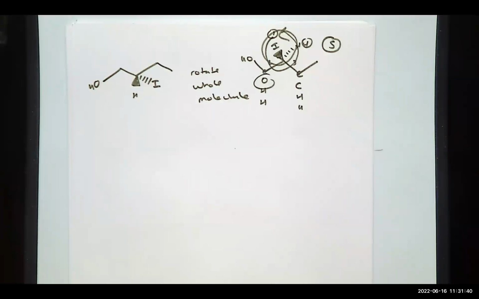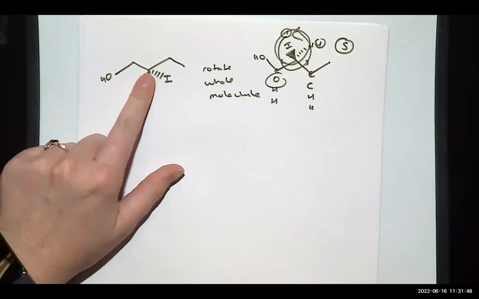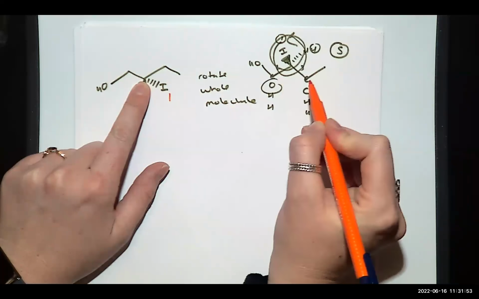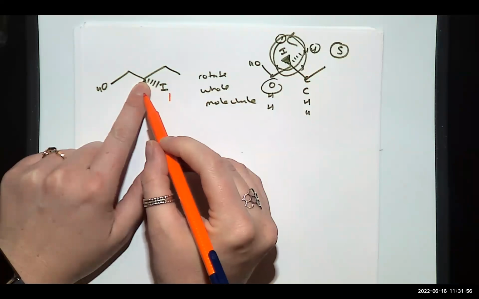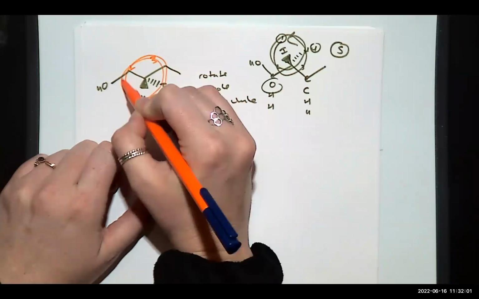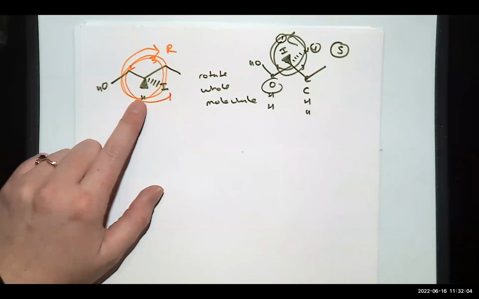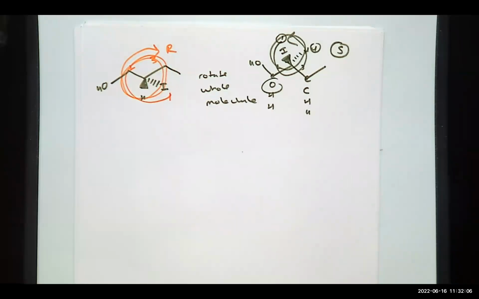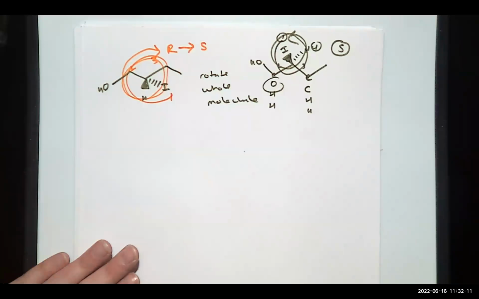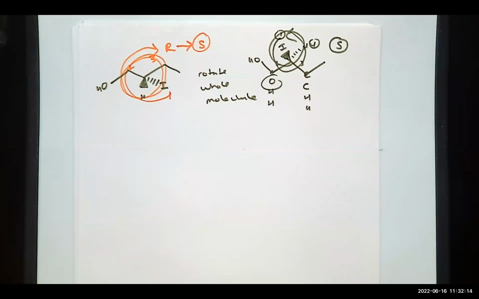Okay. Another way you can do it, I'm going to put it in a different color so you know that this is a different method, is you can just pretend that that hydrogen isn't there. And luckily we've already done our priorities. 1, 2, 3. That's pointing to the right, that's clockwise, but your hydrogen's pointing directly towards you. So I know that that's wrong and it must be the opposite. So S.